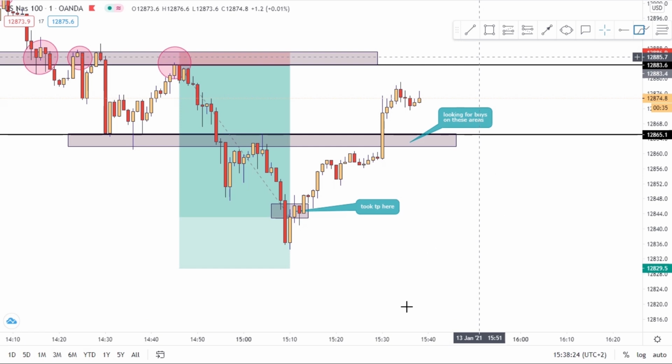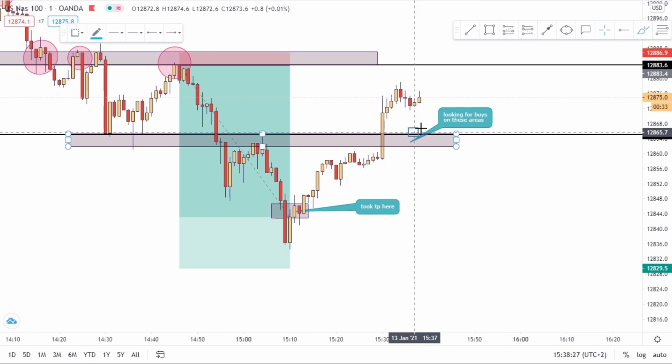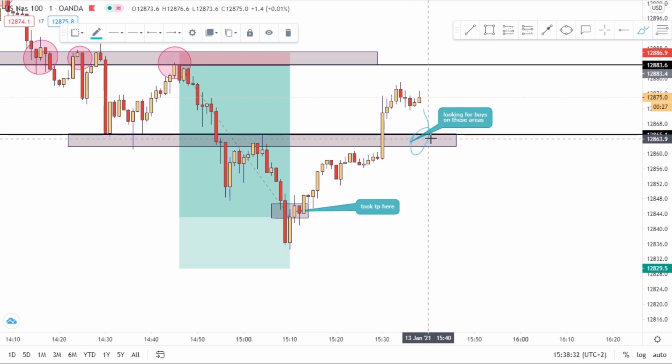Guys, as you can see, I'm back again. I was actually looking to take the TP here, but I noticed the market wasn't cooperating, so I took my profits here. Now the market shot up and broke this resistance. We're looking for buys on this section. If the market comes in, we're taking a buy here and putting our TP here.